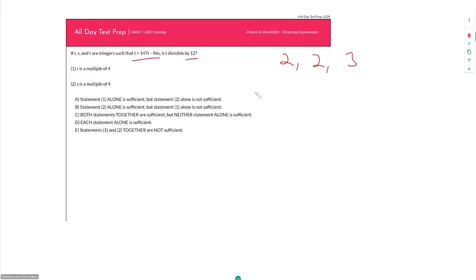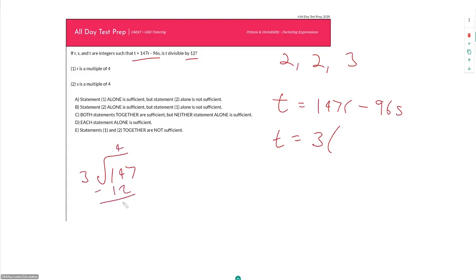And so if we want to know, t is equal to 147r minus 96s. So if we want to see what else this might be telling us, we might try and factor this equation here. Then the question becomes, can we factor this? So we can use our divisibility rules to see that 9 plus 6 is 15, 1 plus 4 plus 7 is 12. So these should each be divisible by 3. Therefore, we should be able to factor out a 3. And the question becomes, so what is 147 divided by 3? So 3 times 49r minus 3 times 32 is 96. So t is equal to 3 times 49r minus 32s.